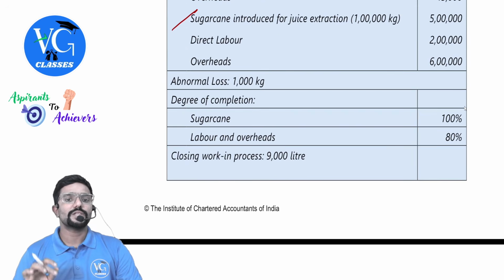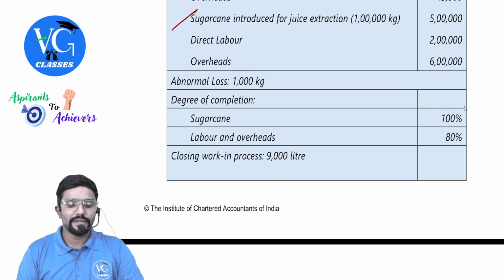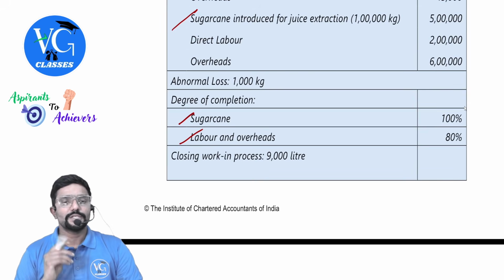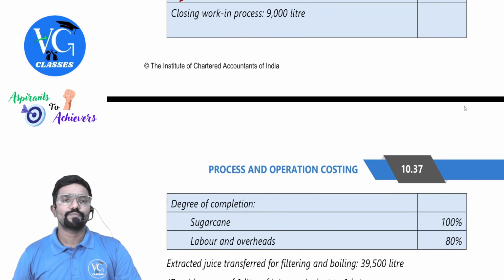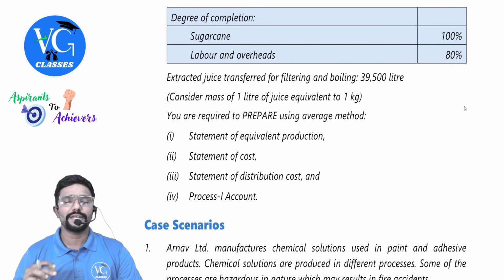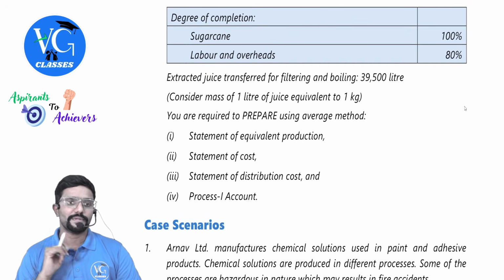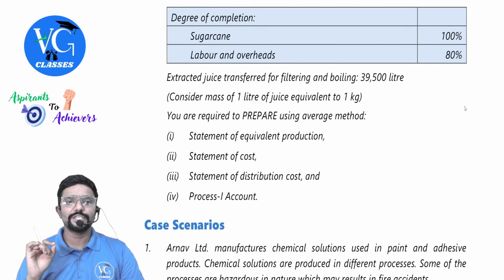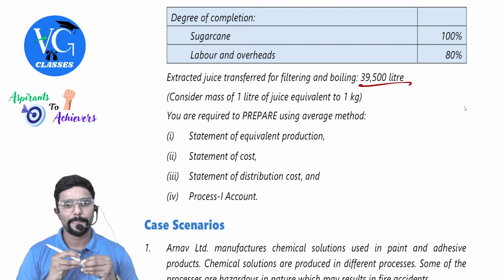Abnormal loss is 1000 kgs. Degree of completion with respect to abnormal loss: sugarcane is 100%, labor and overhead is 80%. Closing work in progress is 9,000 liters. Degree of completion: sugarcane 100%, labor and overhead 80%. Extracted juice transferred for filtering and boiling, that is to the next process, is 39,500 liters.